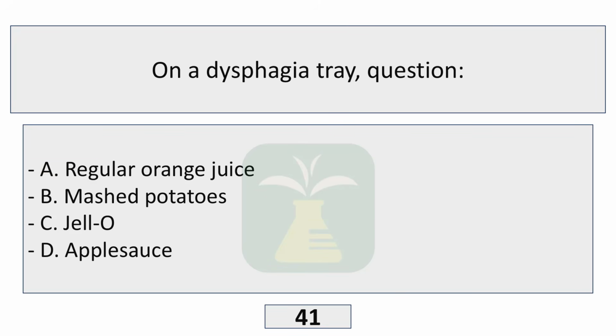On a dysphagia tray, which is a question? A. Regular orange juice. B. Mashed potatoes. C. Jell-O. D. Applesauce. Correct answer: A. Regular orange juice. Liquids must be thickened for dysphagia.